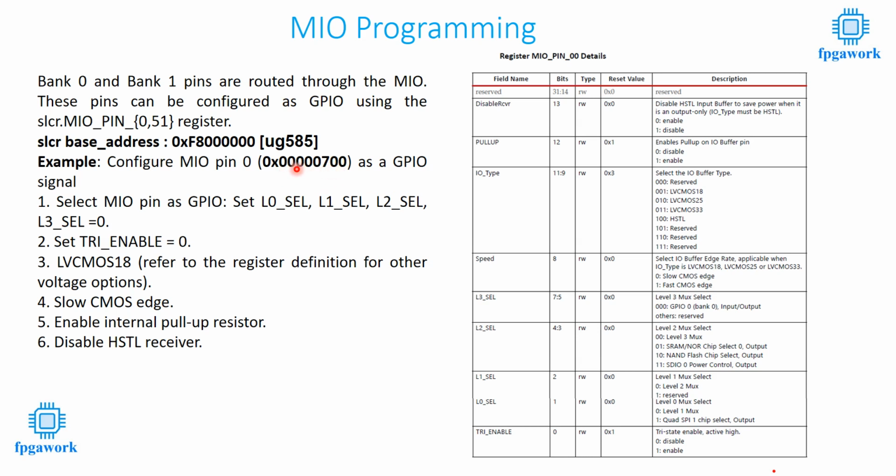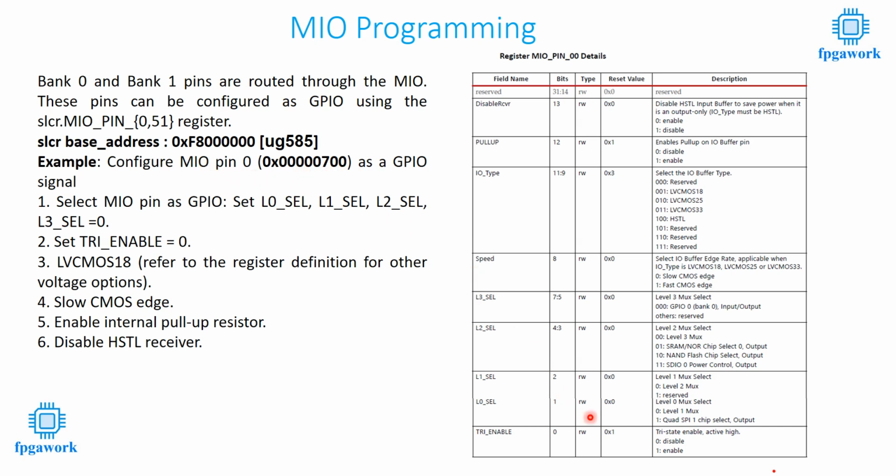So this is a relative address. Relative to what? Relative to the base address. This is the base address of the SLCR, the system level control register. So if we write 32-bit data on this register, it will configure MIO pin 0.